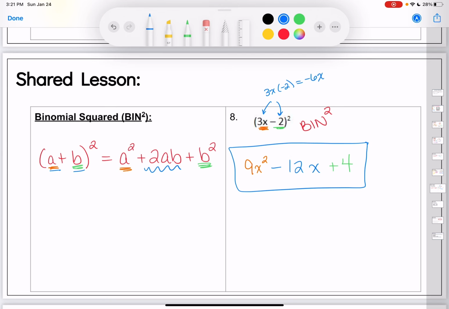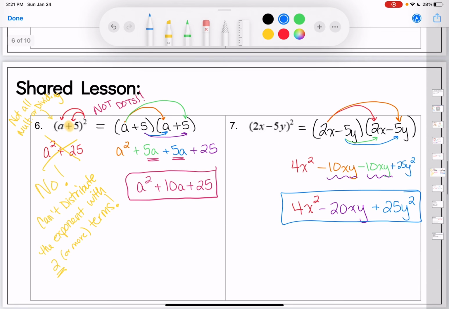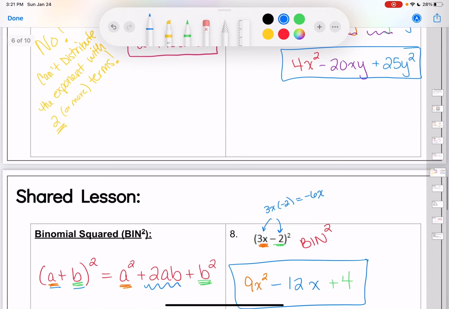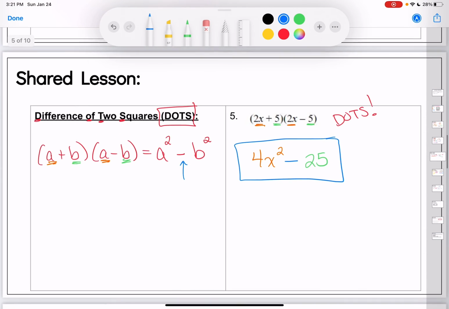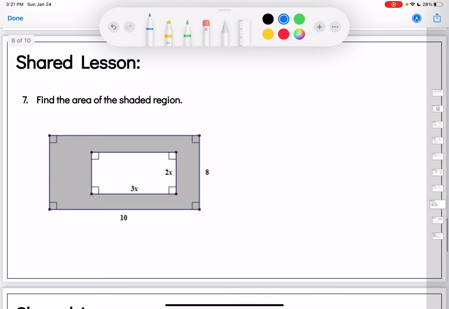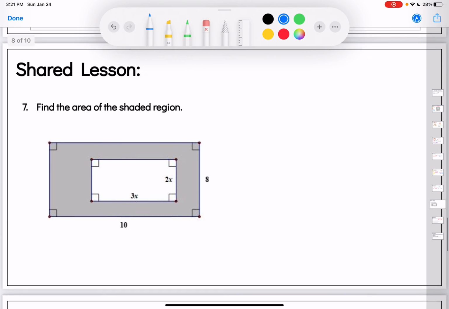So again, shortcuts are shortcuts. Could you write this out just like we did on the last two, and double check and get the right answer every time? Absolutely. If you are feeling confident in some shortcuts though, and you want to save yourself some work, you can do it. Just make sure that you can use it properly and you know when to use it. So we have two shortcuts now, binomial squared, and then dots was right up there before that. Okay, we did a lot of other stuff though. We did FOIL, we did distribute.